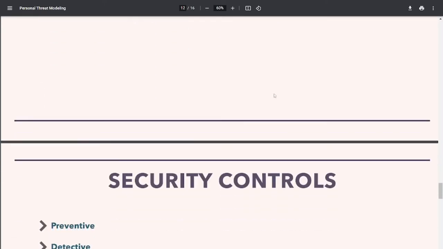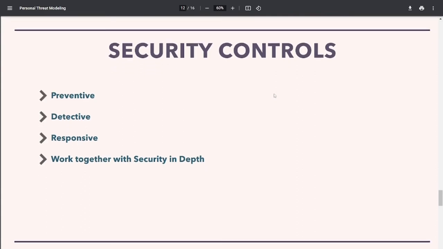And then we're going to kind of get into the security controls aspect of it. So I think some people will disagree with me here. But I think there's three security control types. You have preventative, detective, responsive. Preventative, these are like your door being locked.